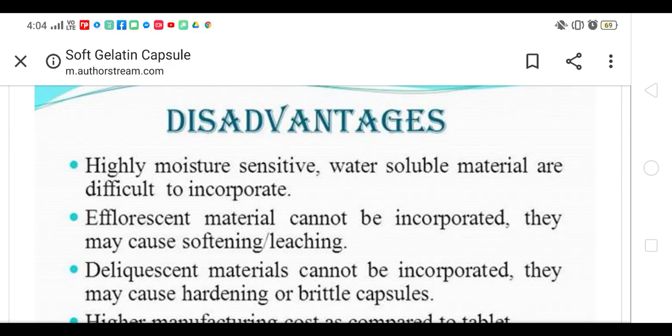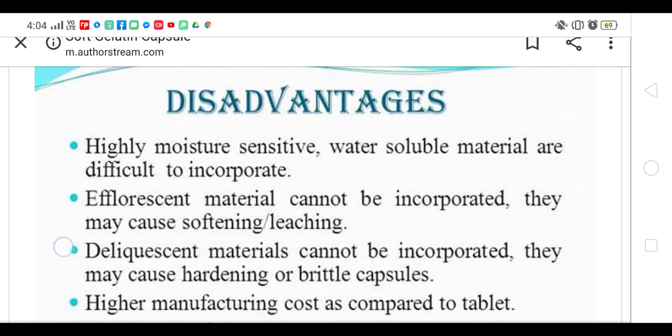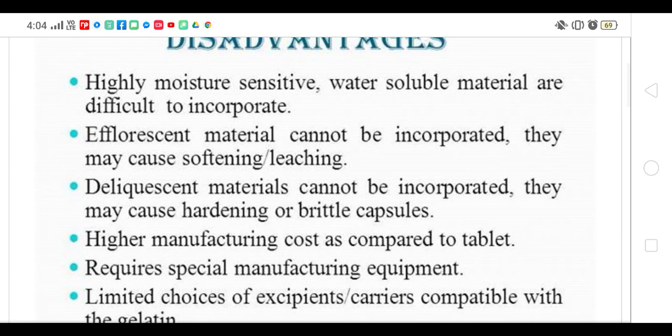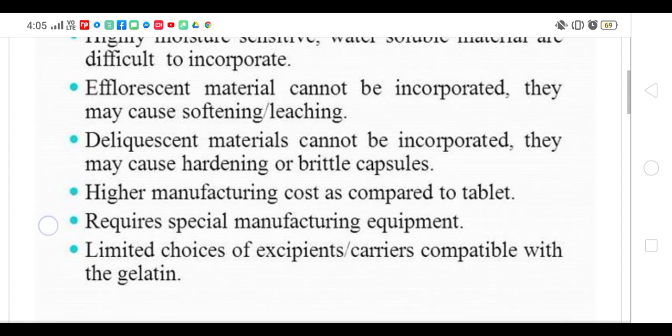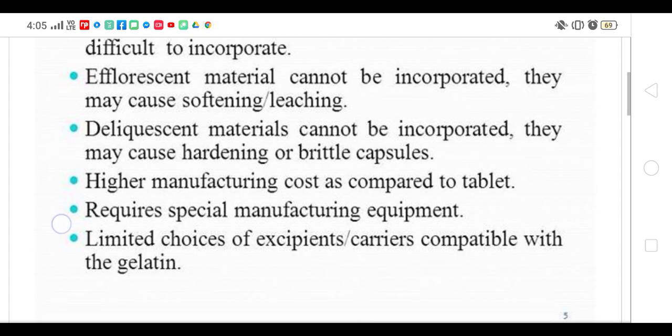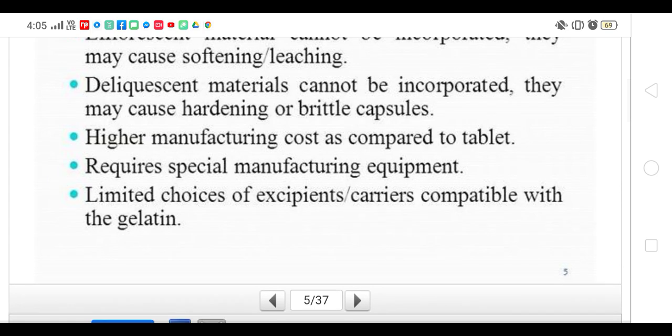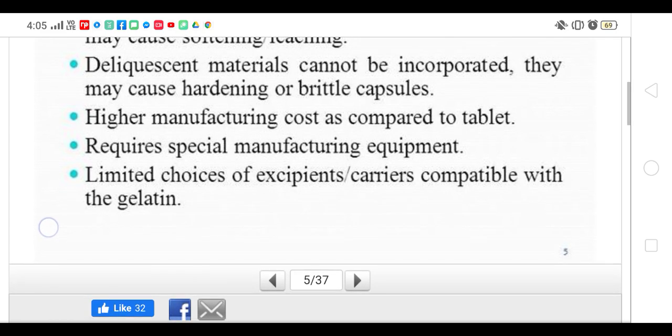Now, in case of disadvantages, when the drugs are highly moisture sensitive, they are difficult to incorporate. Fluorescent material cannot be incorporated because it causes softening, and delicate material also cannot be incorporated because it causes brittleness or hardening of the capsule. And very important, the cost is much higher. Why? Because it requires special equipment. And there is a limited choice of excipients with the gelatin.